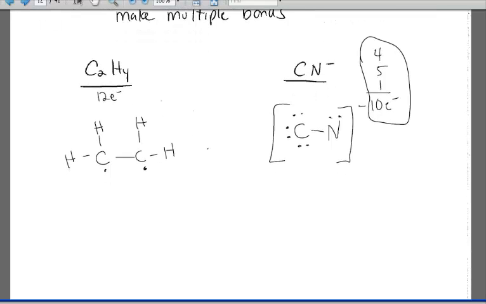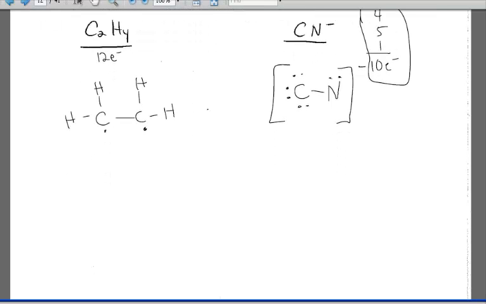So we are going to continue and make multiple bonds. So the next step here is we need to share more electrons. That's what making multiple bonds is. So take those 2 dots and make them shared between them. They each want 1 more. They could each share. And we do that by drawing a double bond.